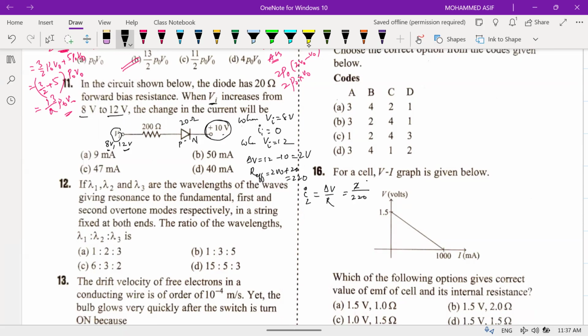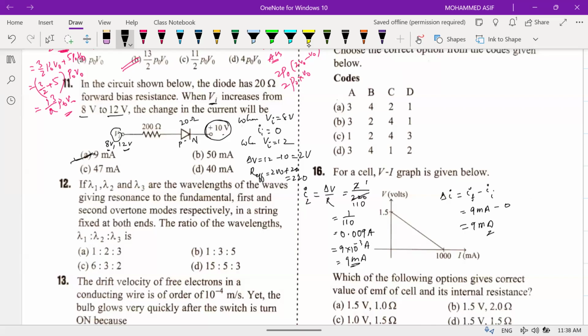With R as 220, it is 1 by 110, which is approximately 0.009 amperes. That means it will come out to 9 into 10 to the power of minus 3 amperes. It is 9 milliamperes. What is being asked? The change in current, delta I. Delta I means I final minus I initial. I final is 9 milliampere. I initial is 0. So 9 milliamperes will be the answer for this.